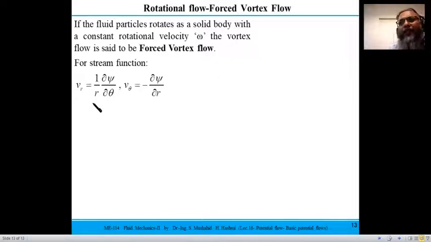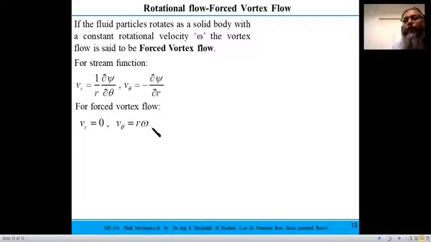Okay, we see the corresponding stream functions. For forced vortex flow, the magnitude of the velocity is not inversely proportional to r, but directly proportional to r. When angular speed is constant, as you have seen in your physics problems, your tangential component can be worked out if you know r and angular speed: r times omega. That is something opposite to free vortex flow. In free vortex flow, the velocity component was inversely proportional to r. In forced vortex flow, the velocity component is directly proportional to r.